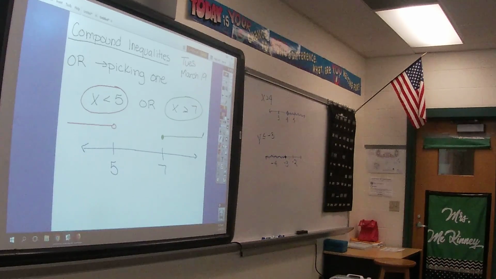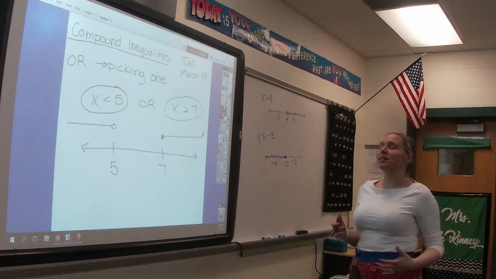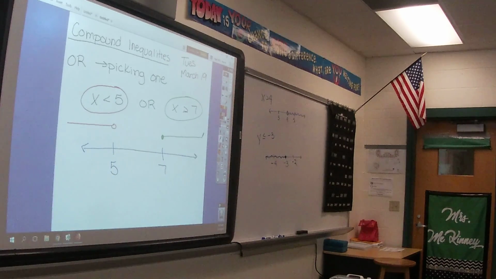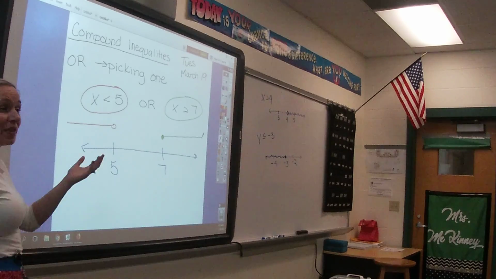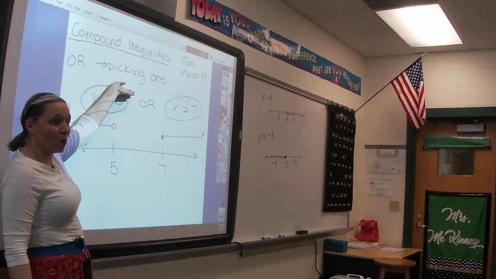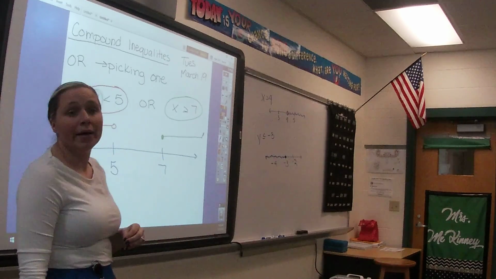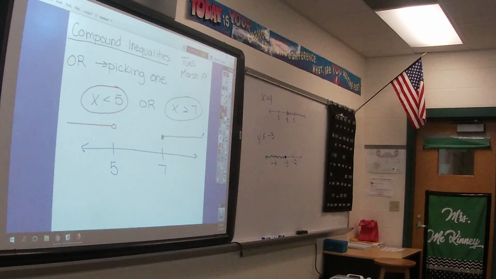When we're looking at compound OR, we are then going to graph any place on the number line. Our actual final answer is going to be anywhere on the number line that we see at least one of them happening, right? Because the definition of OR is pick one. So anywhere we see at least one makes it onto our final number line.